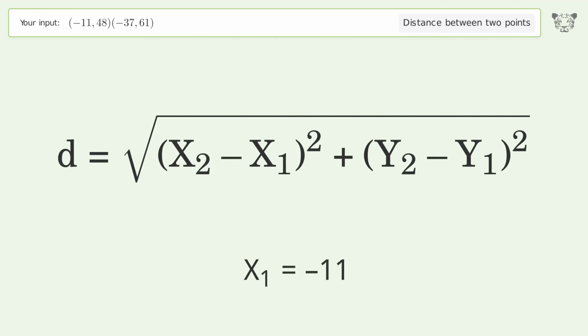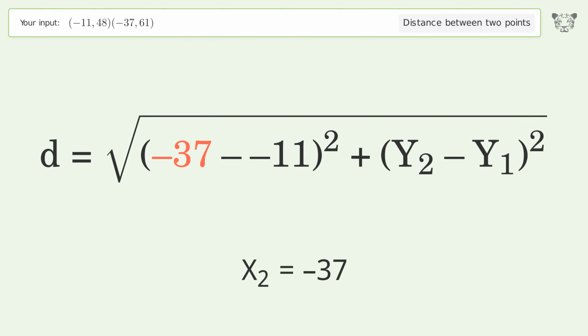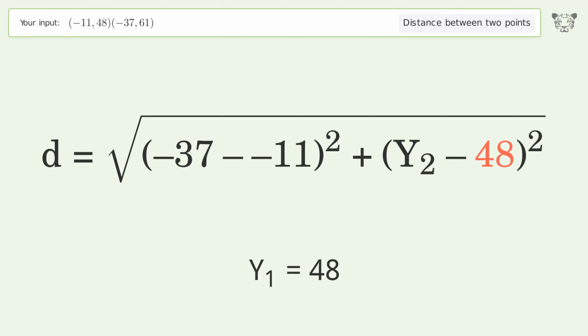x1 equals -11. x2 equals -37. y1 equals 48. y2 equals 61.